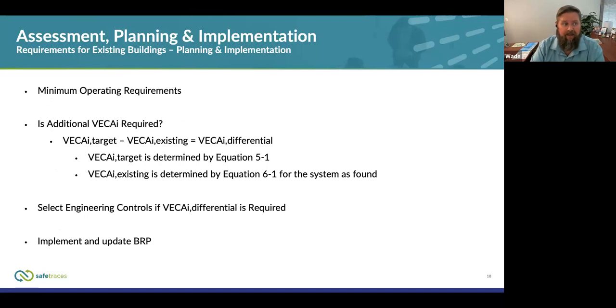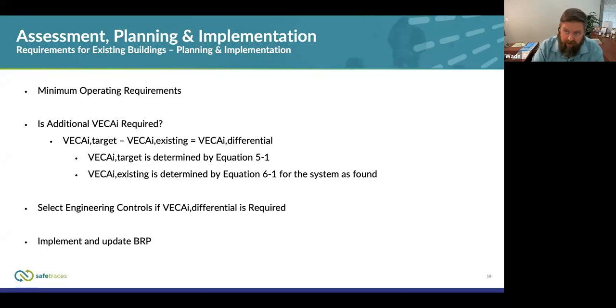Do I need any additional equivalent clean air coming in from my spaces? So you do that same calculation, and most times what we see is that your existing system is not providing enough equivalent clean air. And so you're going to have to make modifications to your system. And we'll get into those modifications and what those can be a little bit later.